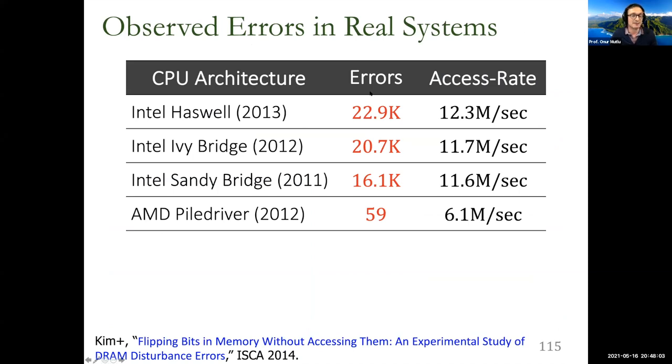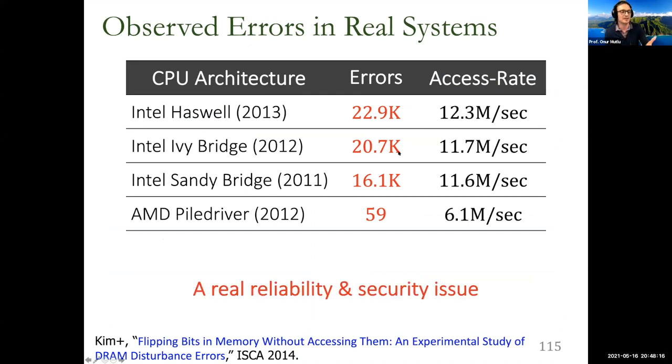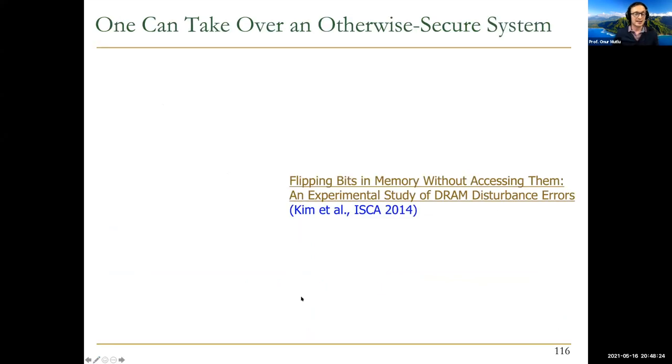Intel and AMD chips are vulnerable at the time. There's nothing special about Intel and AMD. All of the other processors that enable you to do this hammering enough times before the cells get refreshed actually lead to this problem. And later people showed that all of the other chips that are out in the field are actually vulnerable. And this is a real reliability and security issue. And it's a security issue because one can take over an otherwise secure system.